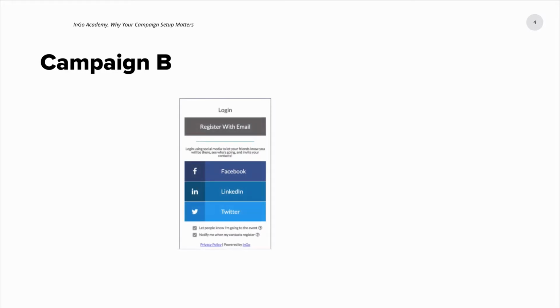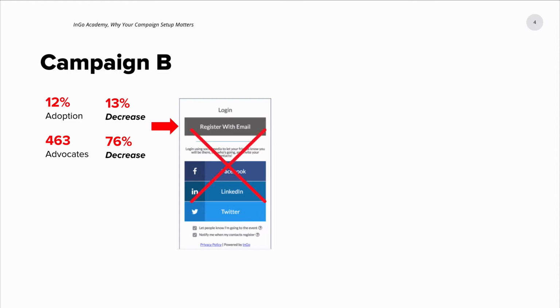Here's an example of another campaign, Campaign B. This campaign set up their activator widget in the improper way by emphasizing the non-social option at the top of the activator widget. This simple placement only resulted in 463 advocates created for the community. It was only 12% of its users that adopted social media. This was a large decrease from the year prior. This is not the way to set up your campaign for success.